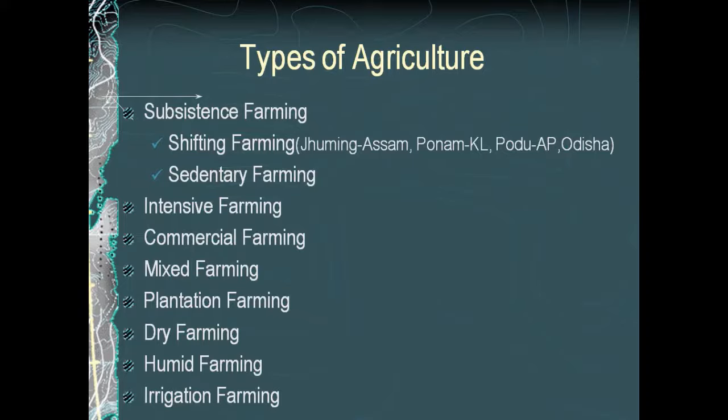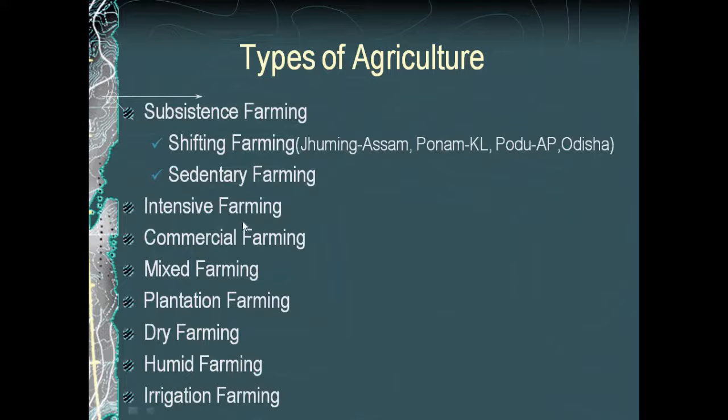Commonly, it is practiced by the tribals in the forest areas. This shifting cultivation is called Jhuming in Assam, Ponama in Kerala, and Podu in Andhra Pradesh and Odisha. So these are different names, important. Next, sedentary farming. It is cultivation of land at a fixed location instead of shifting. But here again, whatever crop comes, they use for their own family. So these are the two types of subsistence farming.